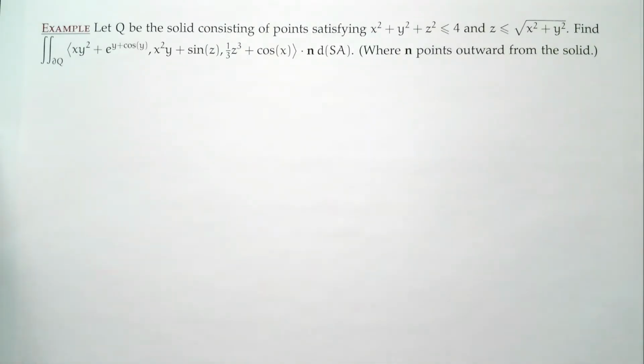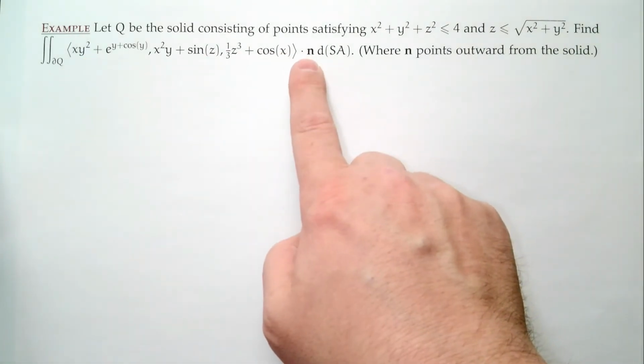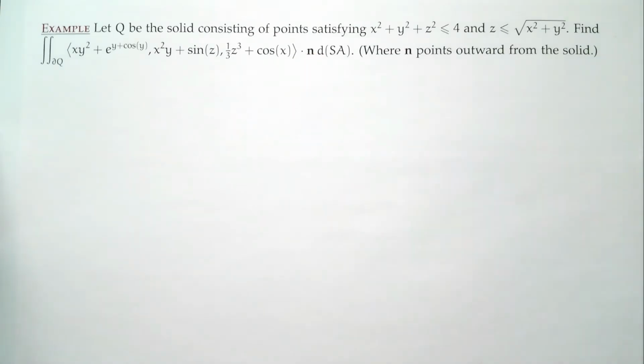What's our tool? We see we have a solid. We're integrating on the boundary of that solid. And it's a something dot n, which means it's a flux. All right, so divergence theorem. Let's look at our solid for a few moments. It really comes from two pieces.